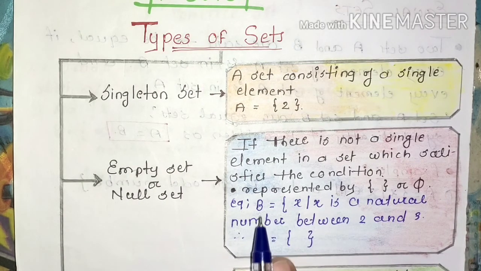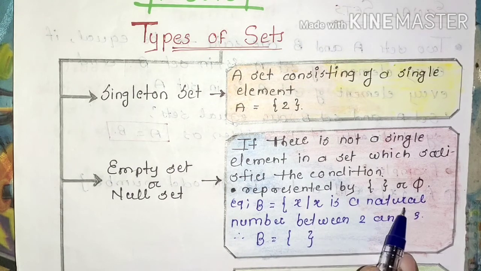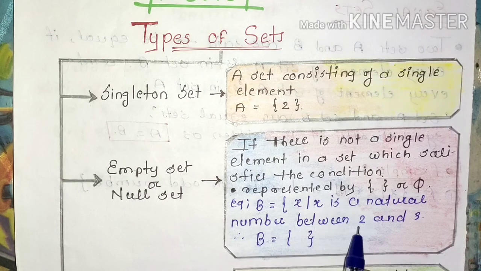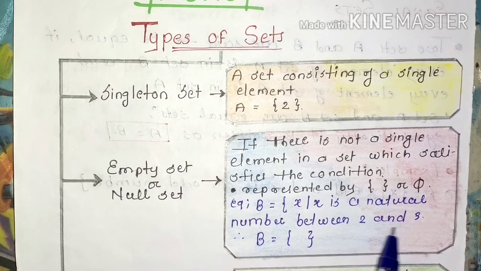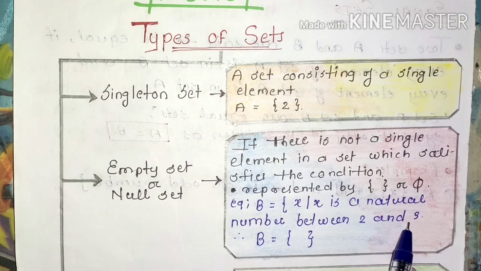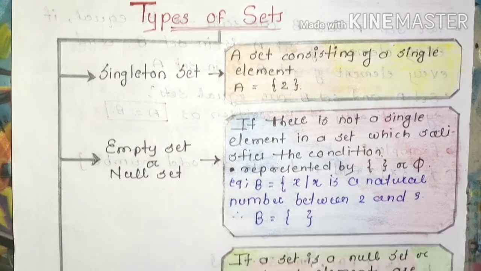Example: we have B is a set of x such that x is a natural number between 2 and 3. Now students, you tell me, is there any natural number between 2 and 3? Obviously not. Yes, there are numbers between 2 and 3, but not a natural number. So the set B is the empty set. It is the null set.